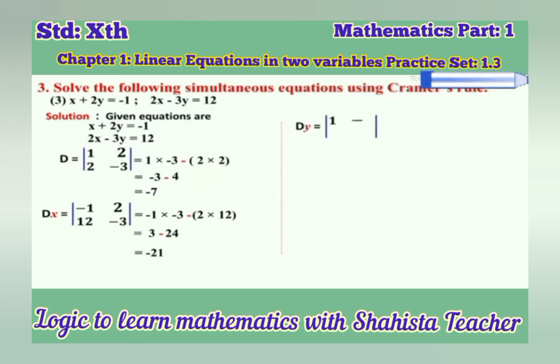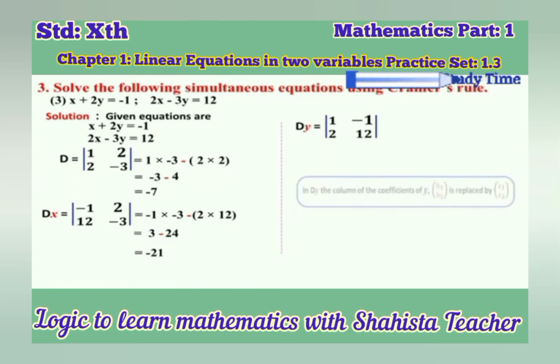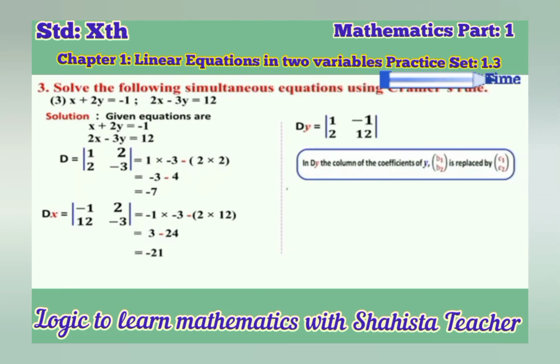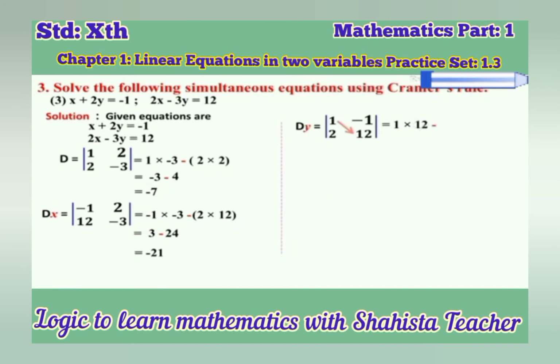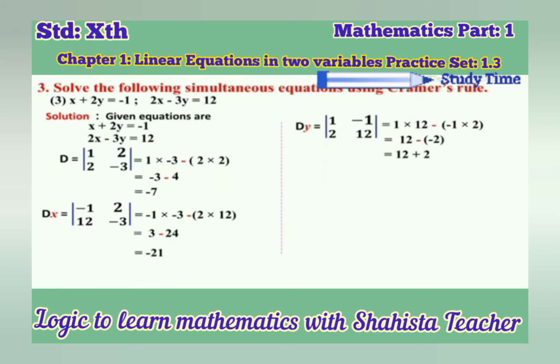Now dy is equal to 1 upon 2, minus 1 upon 12. So dy is the column of coefficient y. b1 upon b2 is replaced by c1 upon c2. This condition is very important to write. So 1 multiplied by 12, cross multiplication, minus, make a bracket, minus 1 multiplied by 2. So 12 ones are 12, minus minus 2 ones are 2. So 12 minus minus become plus. So 12 plus 2 is 14. So dy is equal to 14.